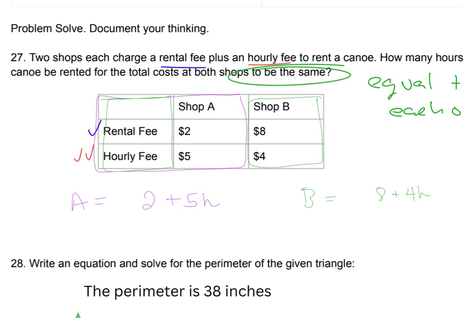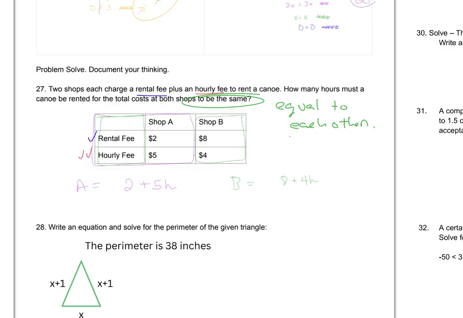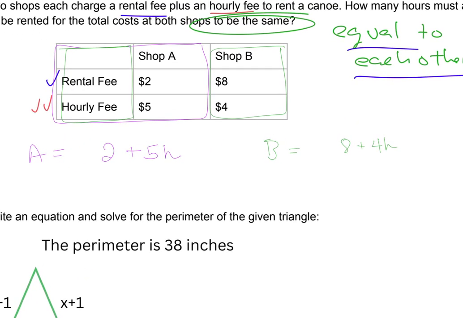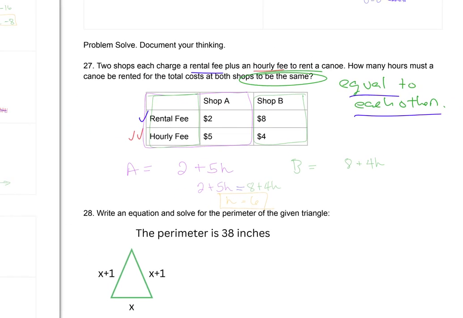It's only $4. So now we want to know, okay, what would it take for them to equal each other? Well, here's how you do that. You take the purple one, you take A, and you set it equal to B, and then you solve for H. So I'm going to subtract 4H to get H, subtract 2 to get 6. Boom. It takes 6 hours for that to even out, for them to be the same.